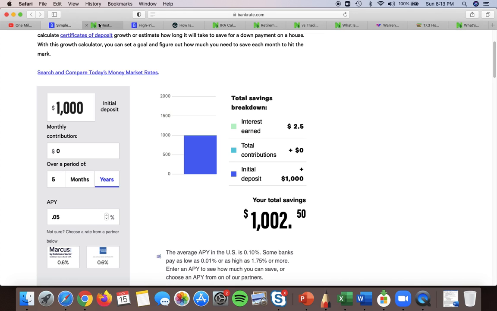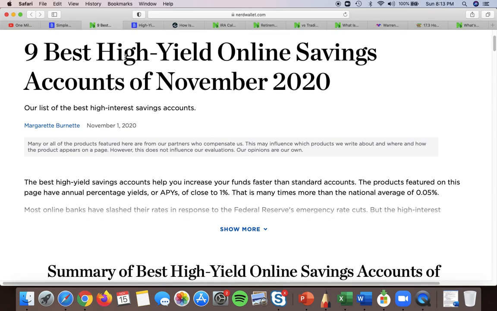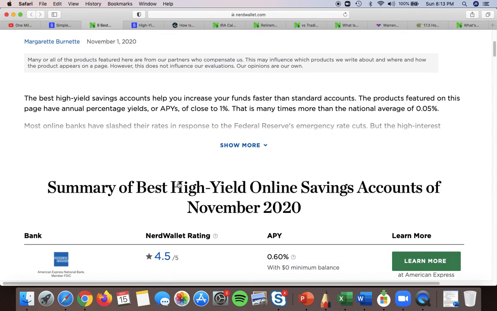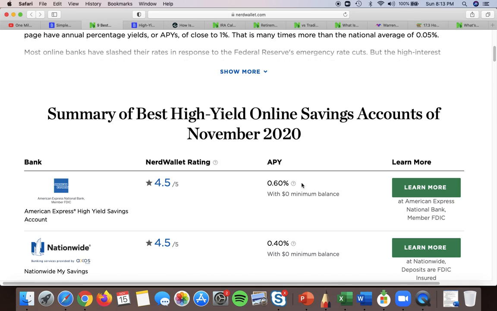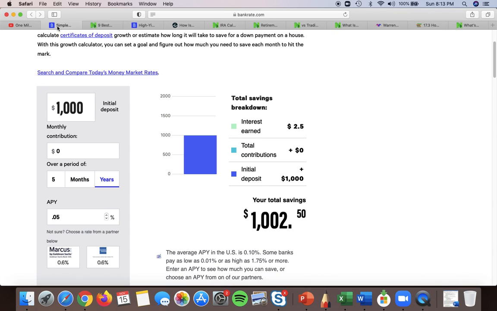Now, on the other hand, just to give you an idea, if you were to pick a high yield savings account, I'm just picking this one off the top of the list, they have an APY of 0.6%, which might not seem like much, but 0.6% over the same time period will amount to $30.36 worth of interest earned.